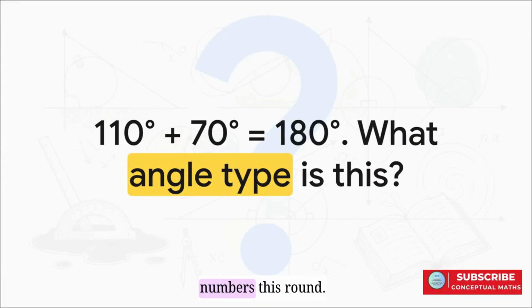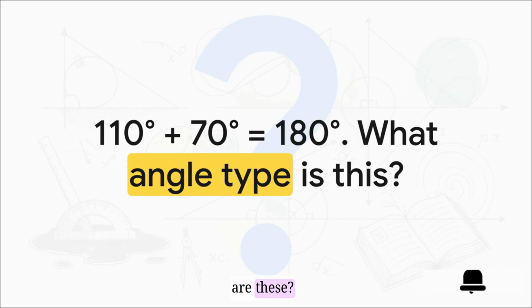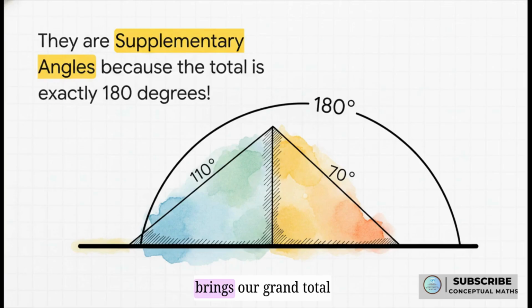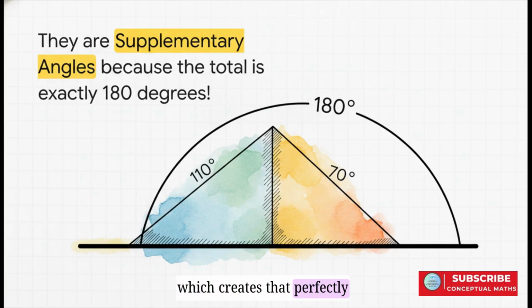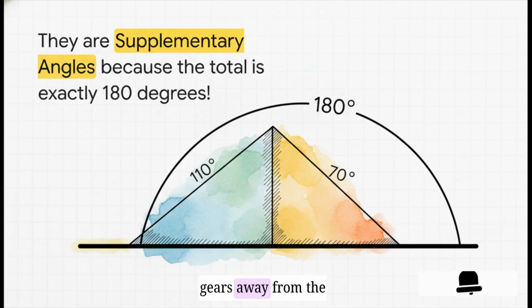Okay, slightly bigger numbers this round. We've got 110 degrees and 70 degrees. Do the math in your head. What type of angles are these? Spot on. Those are supplementary angles. 110 plus 70 brings our grand total to exactly 180 degrees, which creates that perfectly straight line we were talking about earlier. Brilliant.